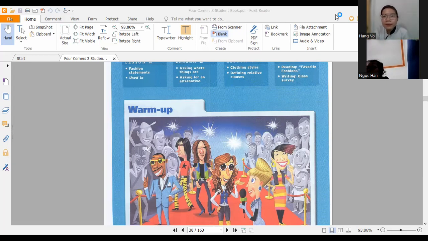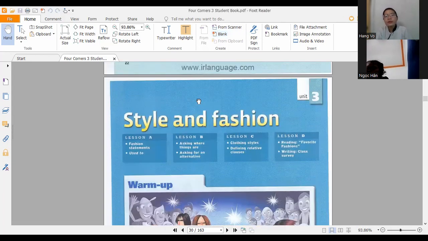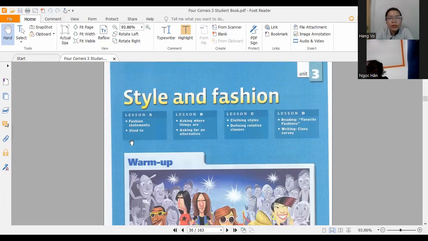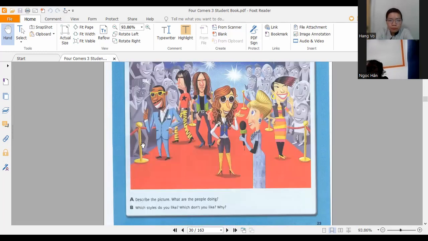Now, let's move to the next part of our lesson today. Unit 3. Okay, we are going to start with Unit 3. Style and fashion. Okay, and then we are going to look at lesson A today, where we are going to learn some fiction statements and the grammar point used to. Okay, so now warm up.